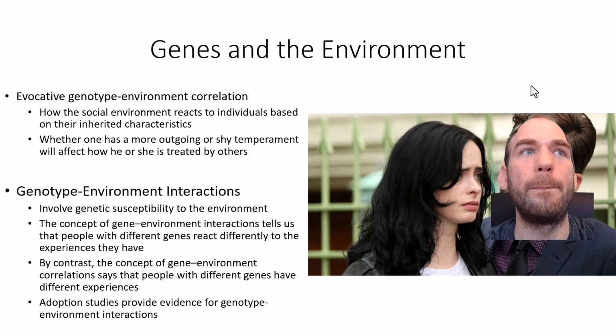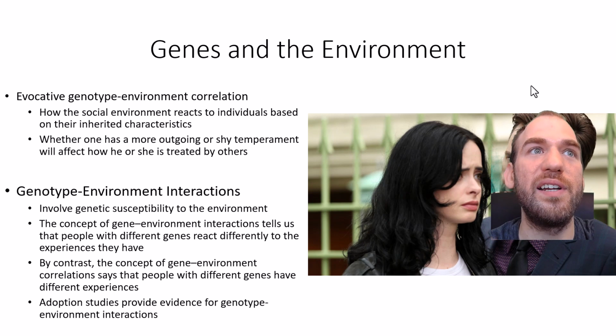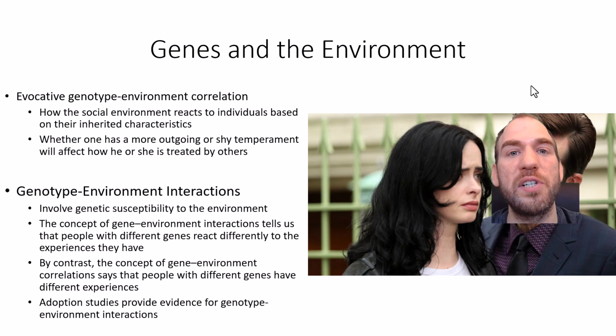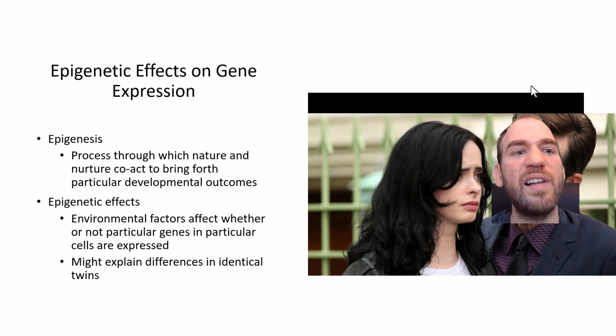Theoretically, this reaction being different is partially rooted in differences in genetic predispositions. And our last genetic topic will be epigenetics. Epigenetics is defined as the process through which nature and nurture co-act to bring forth particular developmental outcomes. Epigenetic effects, environmental factors affect whether or not particular genes and particular cells are expressed. This might explain differences in identical twins.